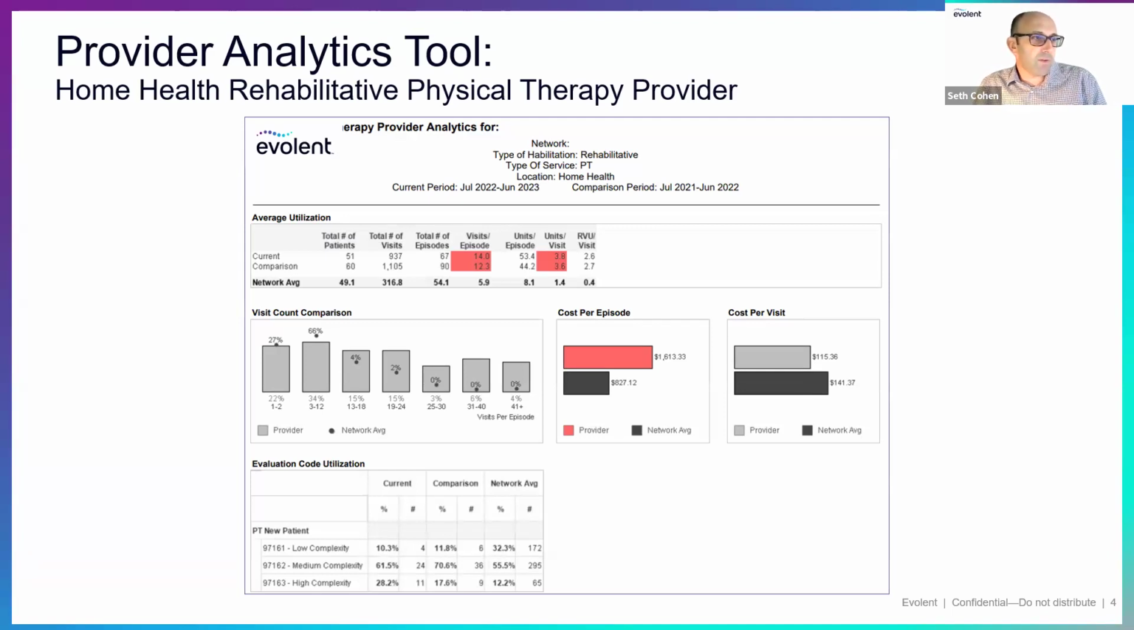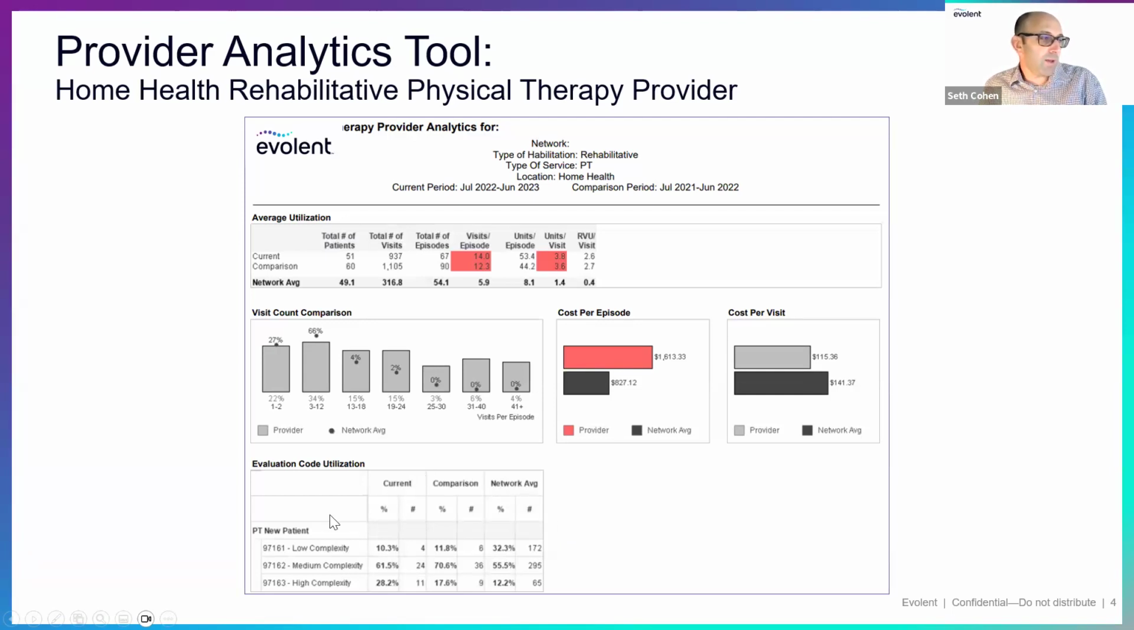You start to go into the cost data and you look over there a little bit. Of course, the cost per episode is going to be high. You look just to the right of it and the cost per visit. Yes, they're slightly below the network average. So the top bar, that is the provider's number there, $115.36. The network average is $141.37. But they're seeing their patients for more visits per episode. So that's where that cost per episode is going to be higher, and they're just under $800 more per episode just based on the number of visits.